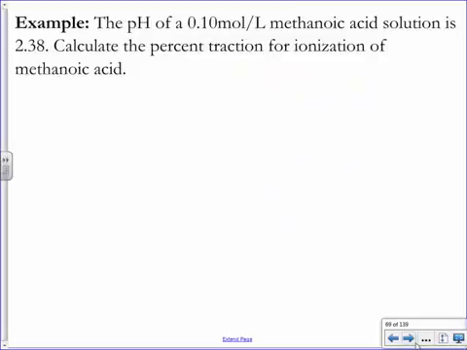Okay, why don't you guys try this one now? I gave you a pH. I gave you the initial concentration of methanoic acid. Try to find the percent. I don't know why I used the word traction. I must have typoed something here. But find the percent yield essentially. Figure out what percentage methanoic acid actually ionizes at. Why don't you guys see if you can do this one before I do?